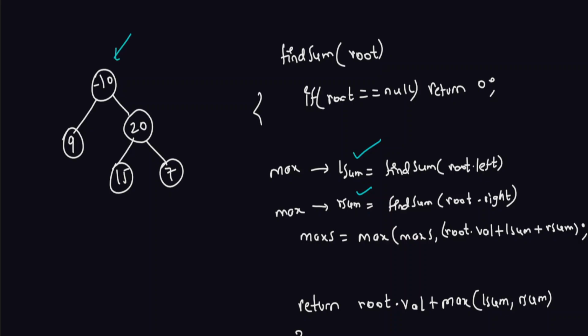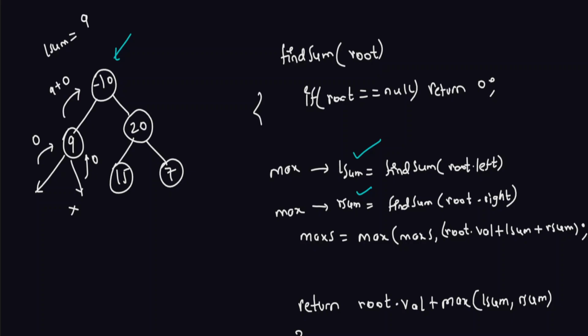For minus 10, we have to find the LSUM. For LSUM, we have to go to 9. For 9 also, we have to find the LSUM, which is going to be 0, because 9 will call null. That is going to return 0. The right is also going to call null and return 0. So now what we have to return is value plus maximum of LSUM or RSUM. So 9 plus 0 will be returned.